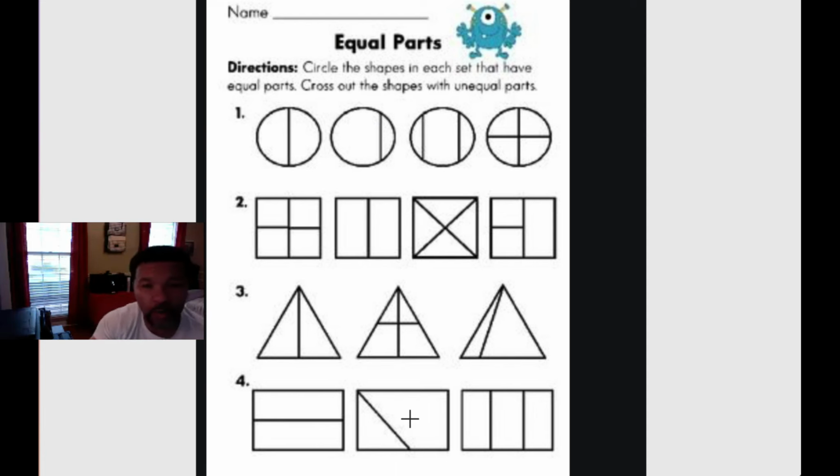Okay, so equal parts. Very good. So we are at the end of our quick vocabulary lesson.